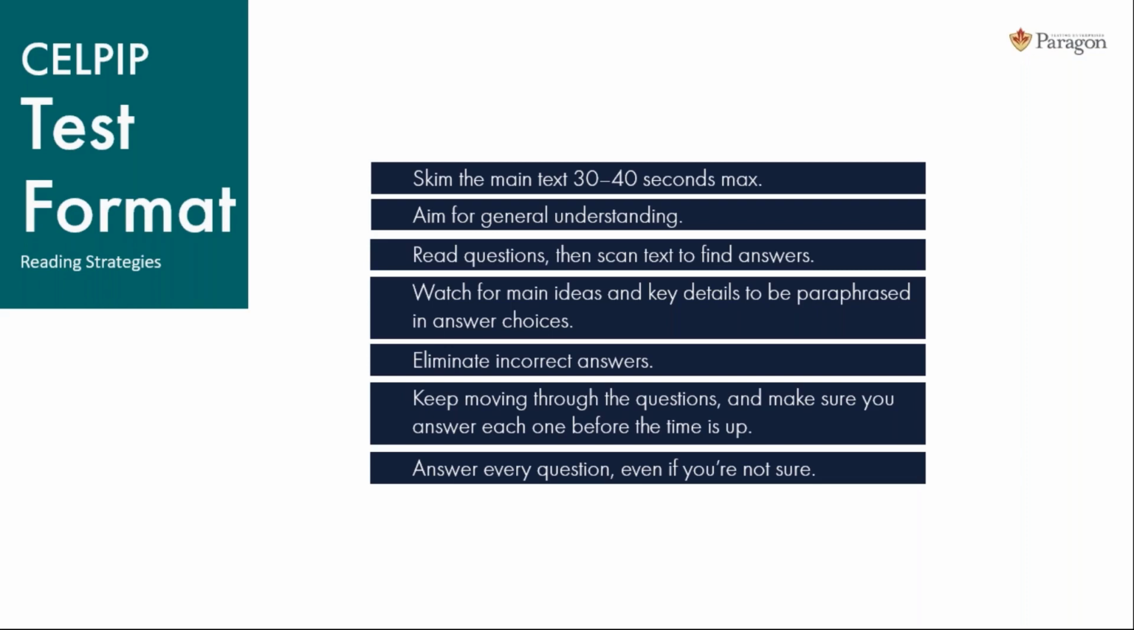Eliminate incorrect answers. Again, process of elimination. Keep moving through the questions. But also always guess even if you're not sure, because you never lose any marks for guessing incorrectly. So always guess. Make sure you answer all the questions, okay? All right.